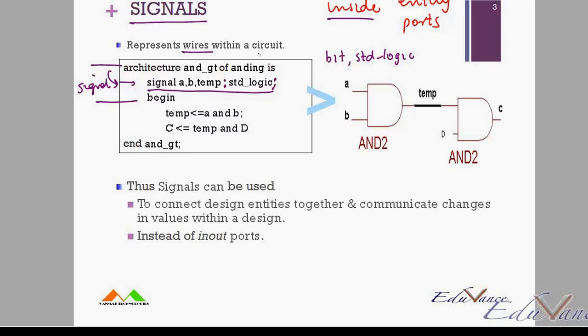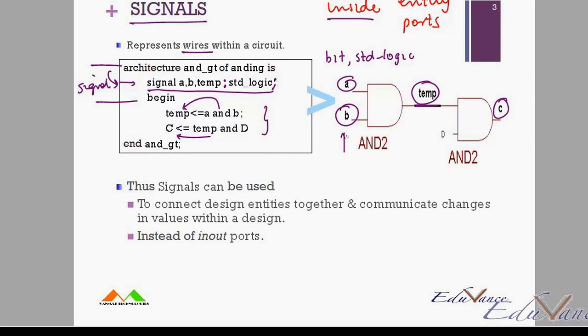And then I have some concurrent statements, such as temp is assigned A and B. So in hardware you would actually get a signal temp, which would be the output of A ANDed with B. And if I write C is assigned temp and D, so I will get an output C, which would then have temp and D. Again, please understand that these are just signals.